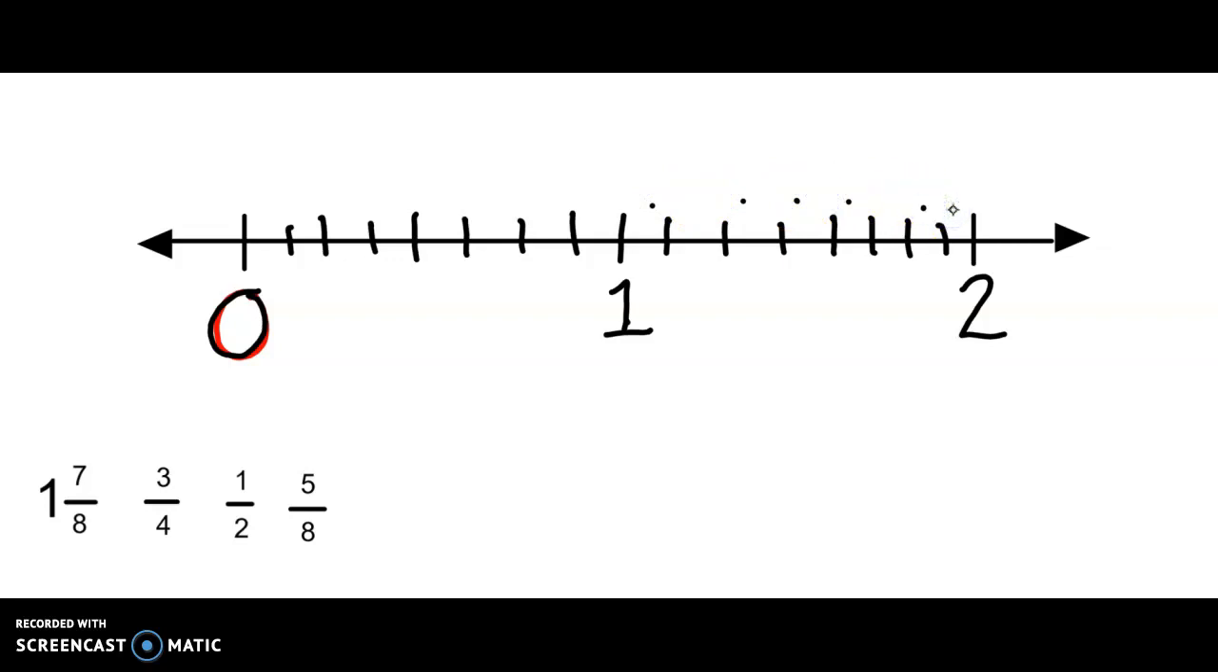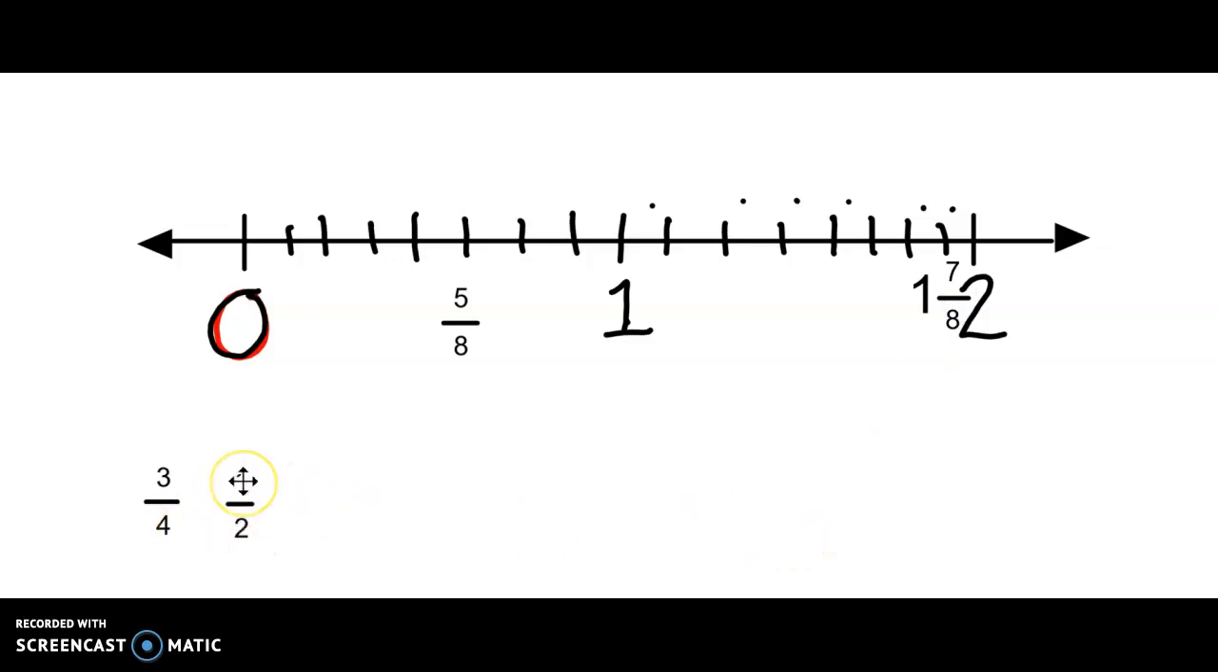Yep. Okay, so now that I have all those sections, then I need to figure out where these numbers are going to go. So since we have eighths, we can put our eighths up pretty quickly. So 5/8 is going to go between 0 and 1. 1/8, 2/8, 3/8, 4/8, 5/8. So it's going to sit right there. 1 7/8 is going to go between 1 and 2. So 1/8, 2/8, 3/8, 4/8, 5/8, 6/8, 7/8 is going to be smashed up against the 2 right there.